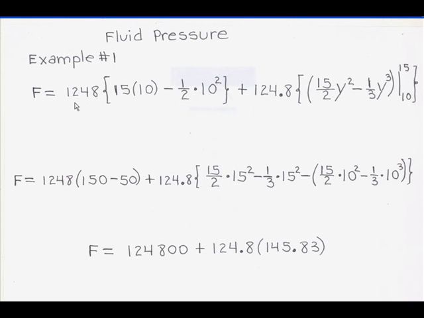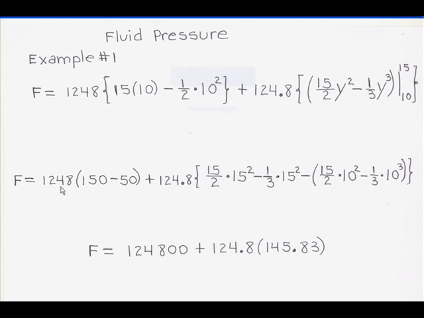So F is equal to 1,248 times 15 times 10 minus 1/2 times 10 squared plus 124.8 times 15 over 2 after taking the integral times y squared minus 1/3 y cubed. The interval of integration is from 10 to 15.